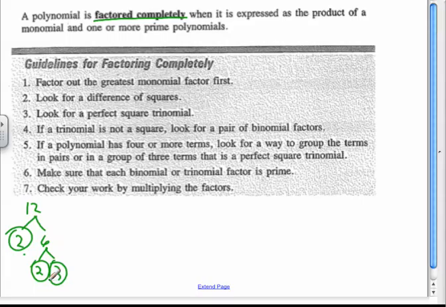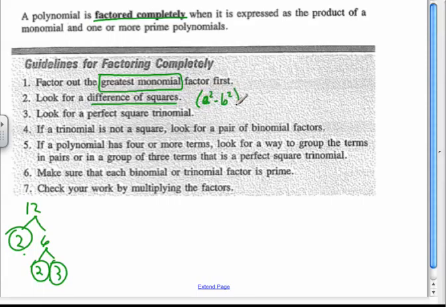Okay, now the first thing we want to do is look to see if we can factor out the greatest monomial. Is there anything that goes into all of the terms that I can pull out front? Okay, that's what we want to look for first. All right, now after we do that, we want to look for some easy stuff, like, is this the difference of two squares? A squared minus b squared. Is it something that looks like that?